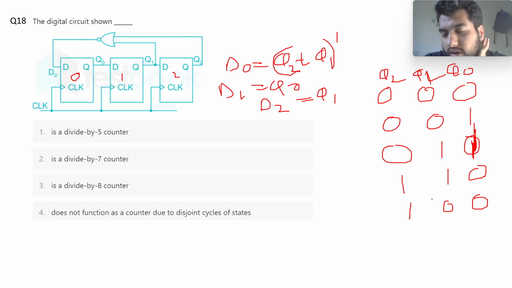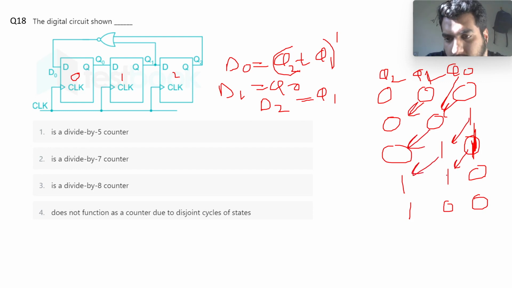Why am I writing it this quickly? For Q0 I'm taking Q2 NOR with Q1, so 0 NOR 0 is 1, and for Q2 and Q1 I'm simply shifting the values like this. Now I have to take the NOR of this. 1 NOR 0 is 0, and this will come here. So I'm again back to 0, 0, 0.